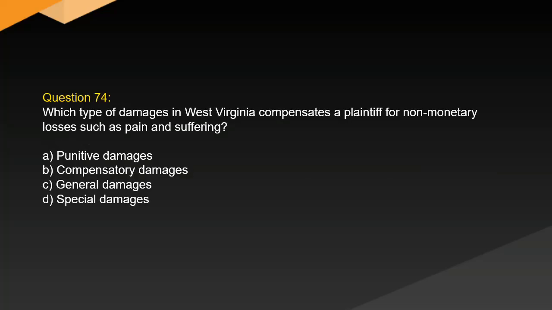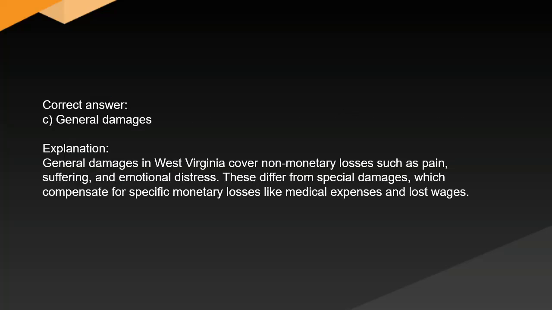Question 74. Which type of damages in West Virginia compensates a plaintiff for non-monetary losses such as pain and suffering? A. Punitive damages. B. Compensatory damages. C. General damages. D. Special damages. Correct answer. C. General damages. Explanation. General damages in West Virginia cover non-monetary losses such as pain, suffering, and emotional distress. These differ from special damages, which compensate for specific monetary losses like medical expenses and lost wages.